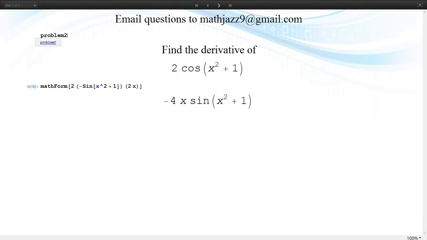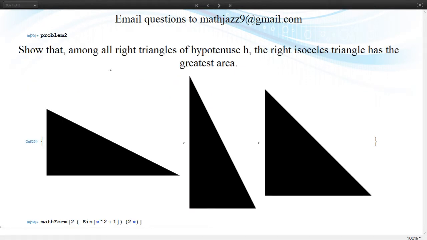So that's an easy problem. Let's see if problem 2 is any better. There we go. Show that among all right triangles of hypotenuse h, the right isosceles triangle has the greatest area. I might have spelled isosceles wrong. It doesn't matter. We know what it means. It means to have the 2 legs of the right triangle having equal length.